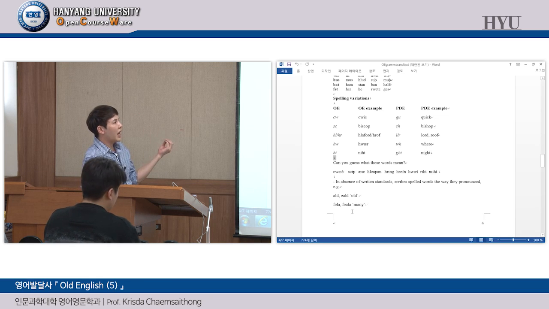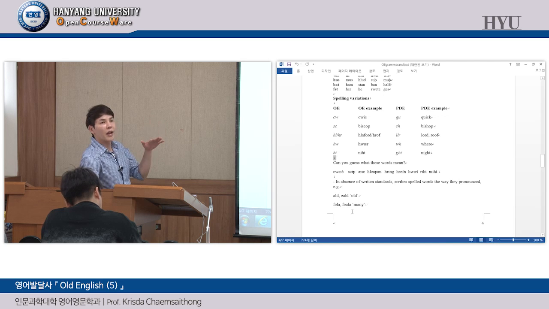HR, HL, usually the H is dropped, right? Only R and L are left. So hlaford is lord, the H is gone. Hraf is roof, for example. H is gone. H is not a very strong consonant, so it tends to get dropped.